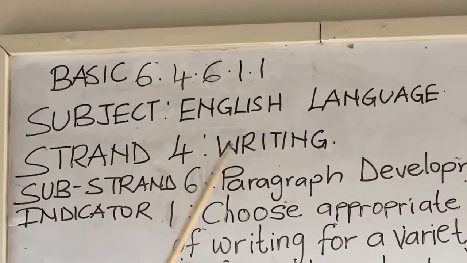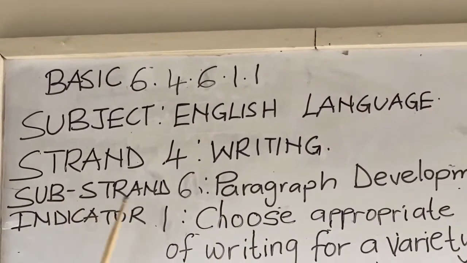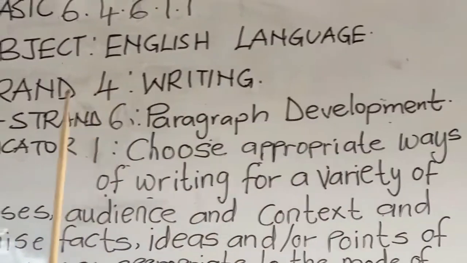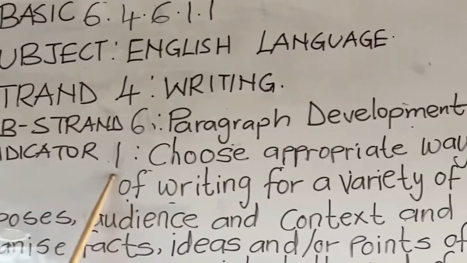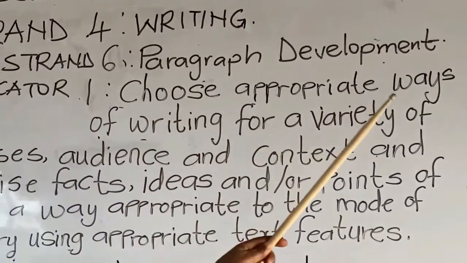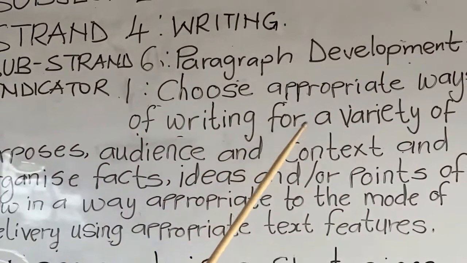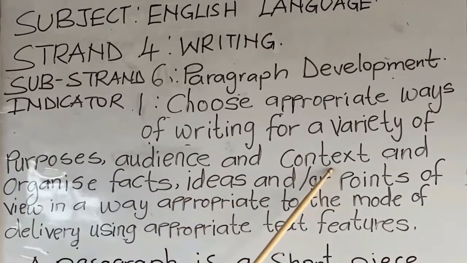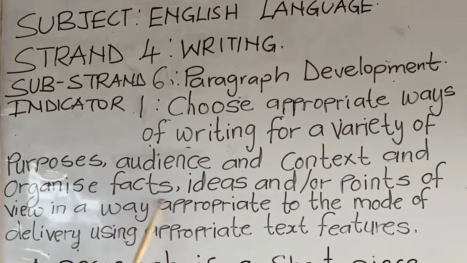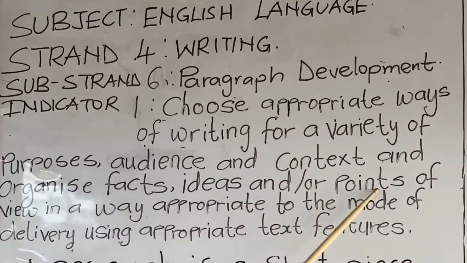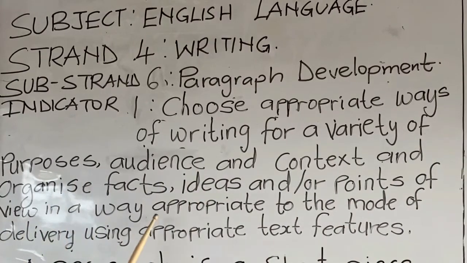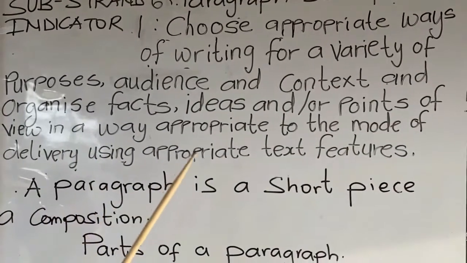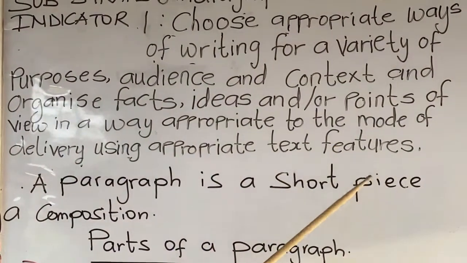Strand 4, Writing. Substrand 6, Paragraph Development. Indicator 1. Choose appropriate ways of writing for a variety of purposes, audience and context, and organize facts, ideas, and or point of view in a way appropriate to the mode of delivery using appropriate text features.